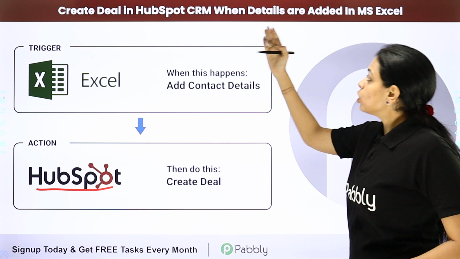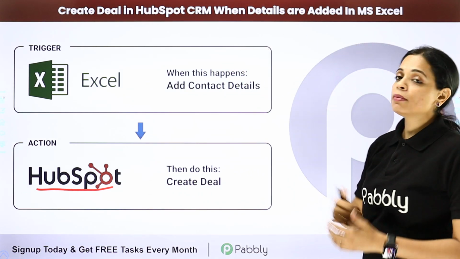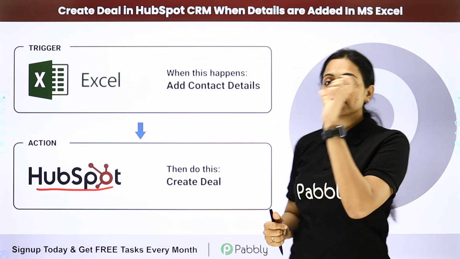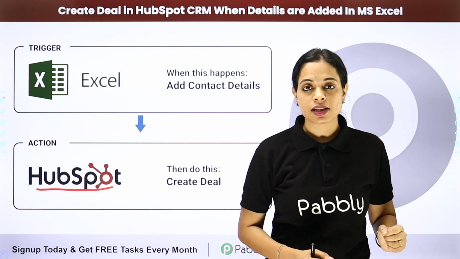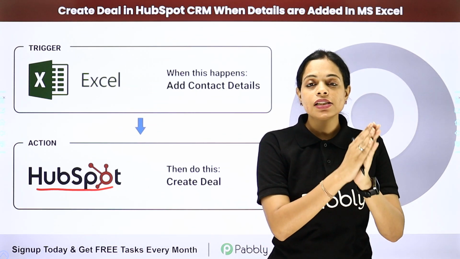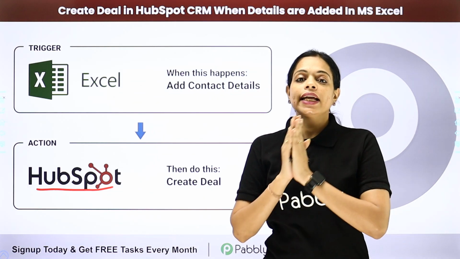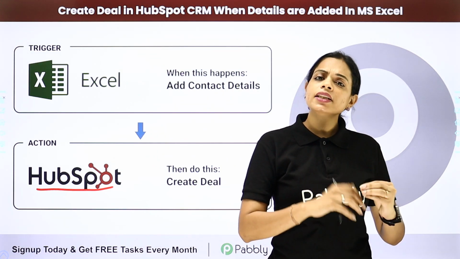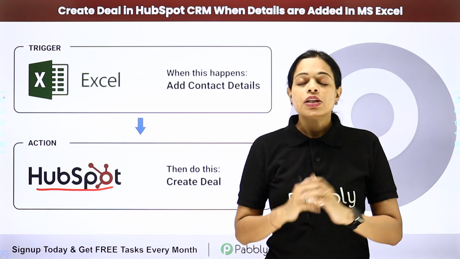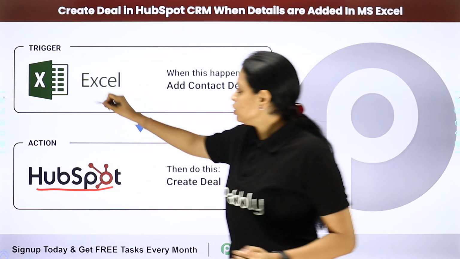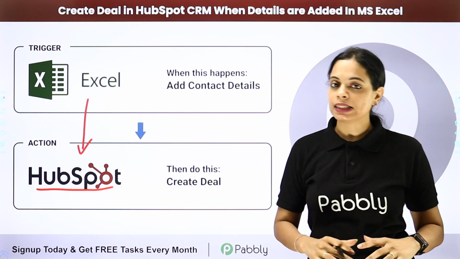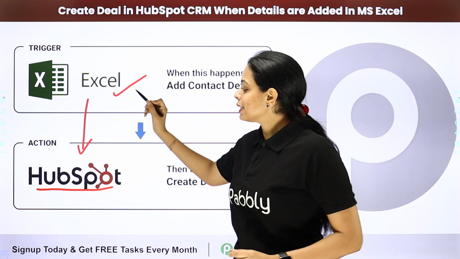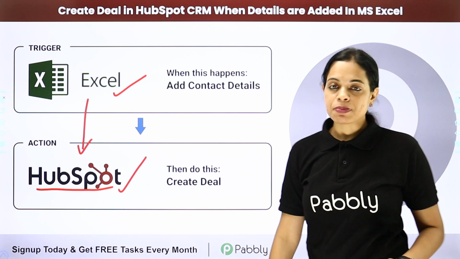Create deal in HubSpot CRM when details are added in MS Excel. So you have got the details of your project or the contact details in your MS Excel. Now with those details, you want to create a deal in your CRM or you want to add a new subscriber in your CRM. So how can that be done? Again, when you are integrating these applications with the help of Pabbly Connect software, you can do the same. So trigger application will be Excel and action application will be HubSpot.